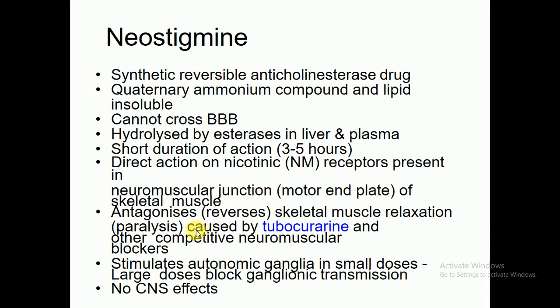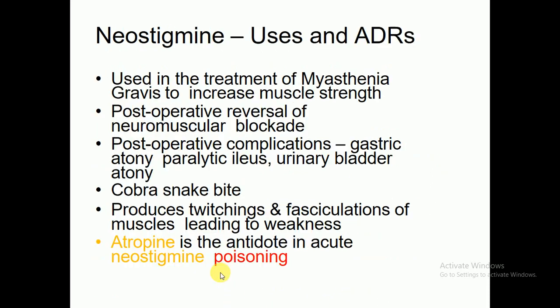It can also antagonize skeletal muscle relaxation, which causes paralysis, caused by tubocurarine and other competitive neuromuscular blocking agents. It can also stimulate the autonomic ganglia. Small doses stimulate, while large doses block ganglionic transmission. No CNS effect occurs. The clinical uses of neostigmine and its adverse drug reactions are reported in different literature.